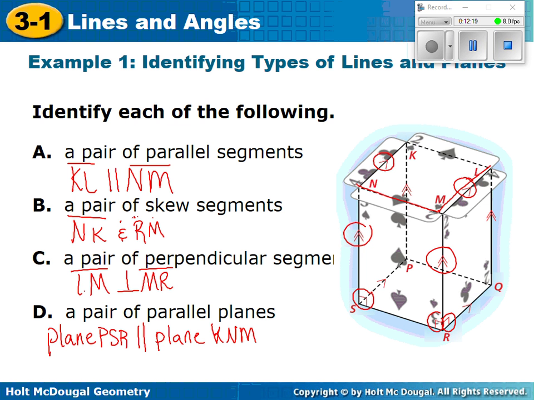Questions there? Okay, go ahead and do the next one on your own or with your partner, and then we'll check.